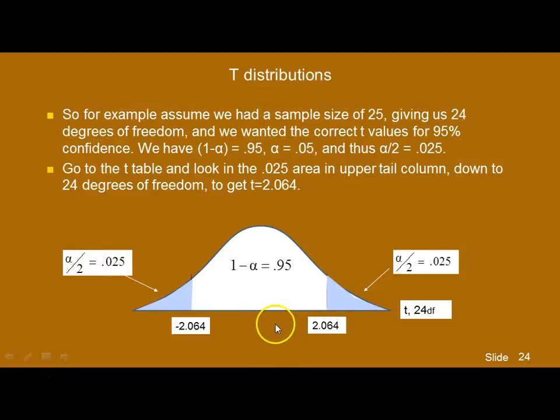And remember the t-distribution is symmetric, so the positive and negative of that t-value will be the t-values that leave 95% in the middle and 2.5% in each end. So for a t-distribution with 24 degrees of freedom, and I often abbreviate degrees of freedom here as df, t-values of plus or minus 2.064 would be useful to us for a 95% confidence interval, and therefore leaving half of 5% in each end of the distribution for a total alpha of 5%.